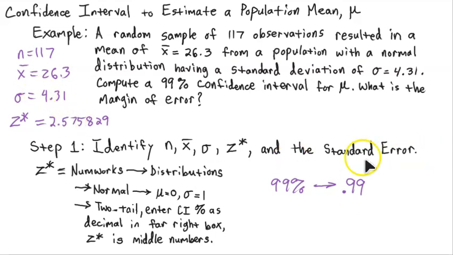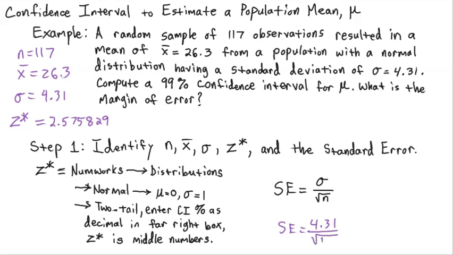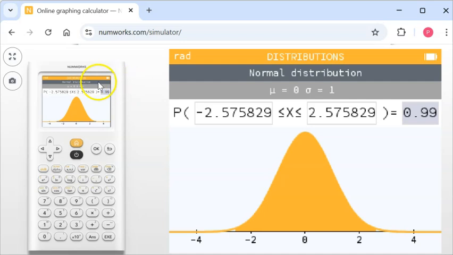Okay, now we need to identify the standard error. All right, so now lastly, let's identify the standard error. This is a really easy formula here. Standard error, very simply, is just going to be sigma, which we know, divided by the square root of n, which we know. So standard error is going to be sigma 4.31 divided by the square root of n, which is 117. So we're going to put 4.31 divided by the square root of 117 into the NumWorks calculator.